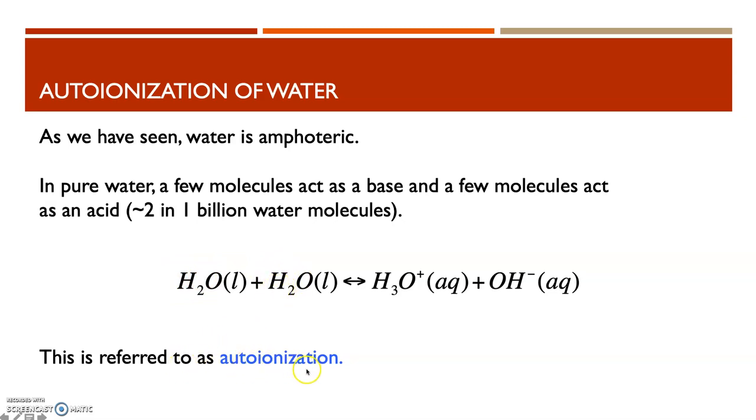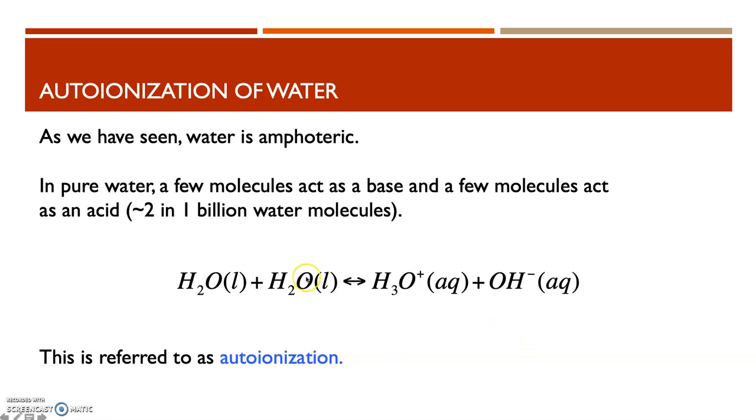This is referred to as autoionization. And you can do this not just in water, but also in ammonia or lots of other solvents that you can think of. This autoionization reaction is the fundamental basis for our pH scale. Okay, so how that gets tied together.